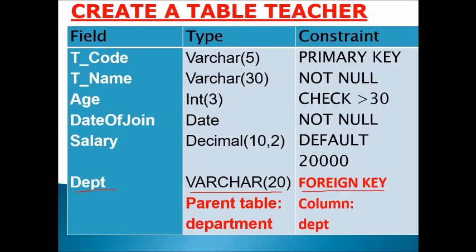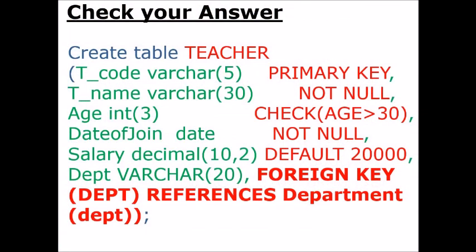So how is this written? You'll write foreign key DPT references department DPT. This DPT is the DPT column of the same table, and this is the name of the parent table, and this is the primary key of the parent table. So you have to learn the syntax. Foreign key, the column name, that is DPT, references parent table name, and within round brackets the primary key of the parent table.